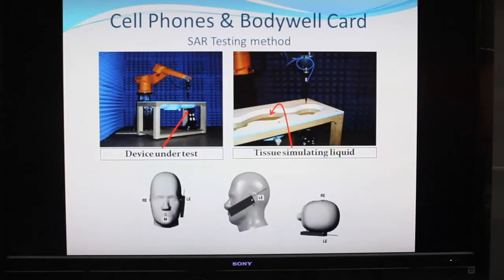The test setup consists of a robot, and the telephone or the wireless device is put by the phantom that contains the dielectric liquid and communicates with a base, and we analyze the SAR values. This is a typical setup where you see the device under test and the tissue simulating liquid inside the phantom.